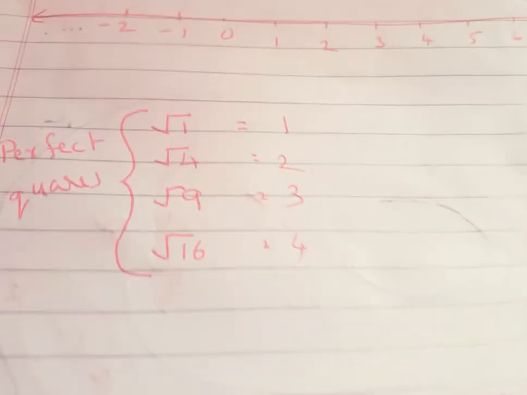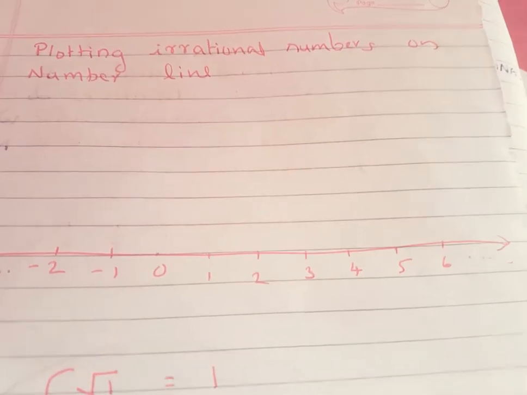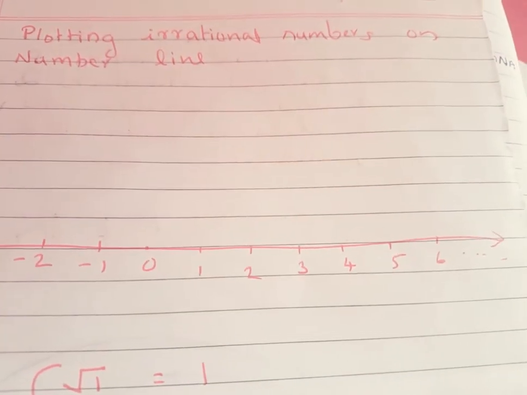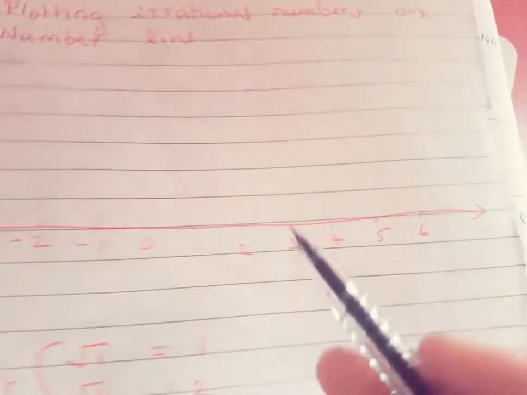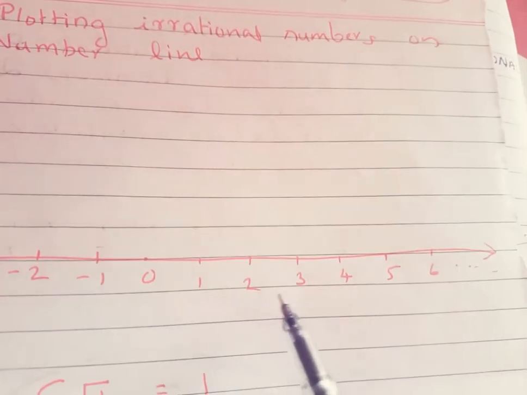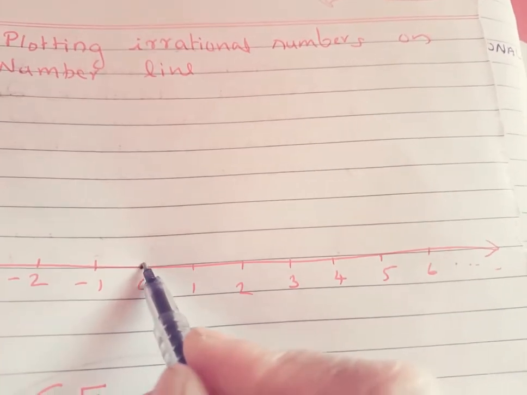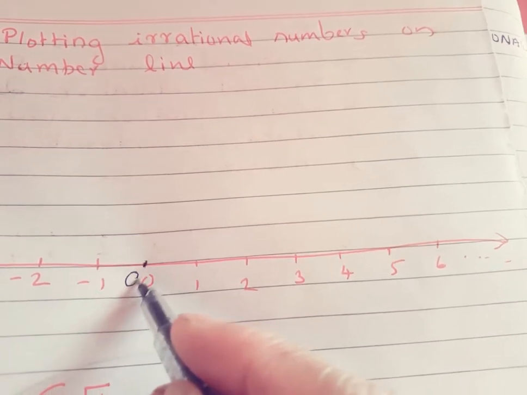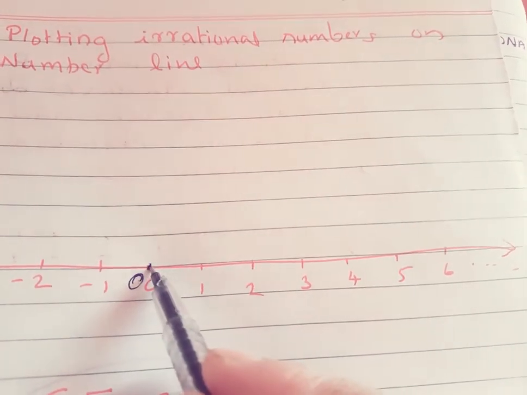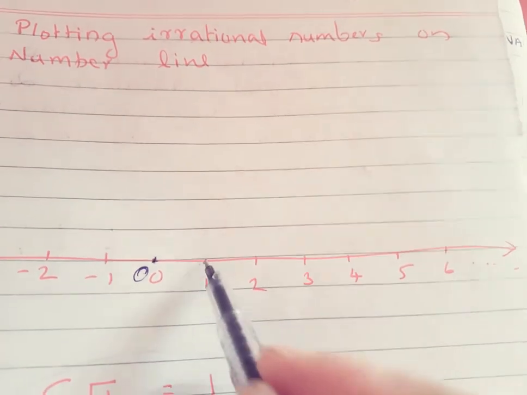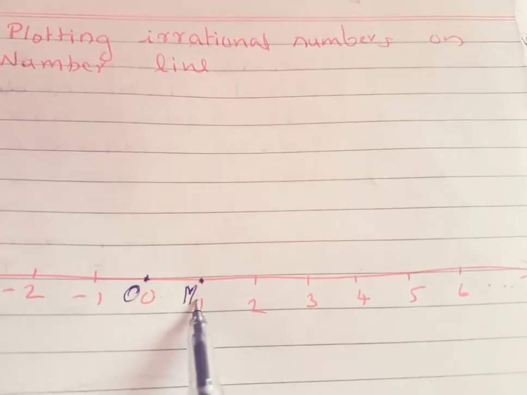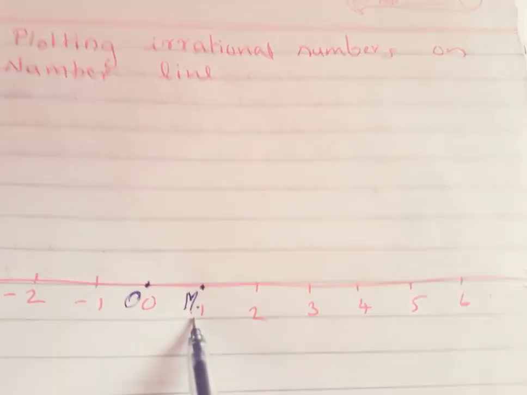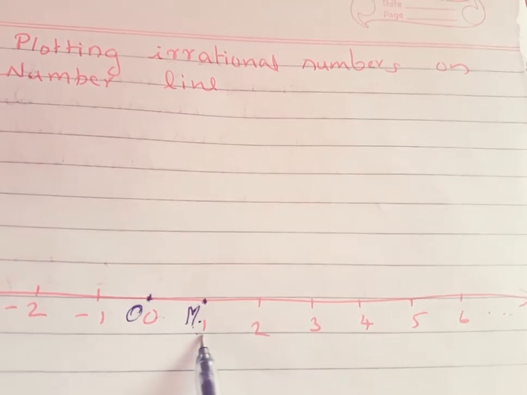So, what about root 2 and root 3? I'll tell you how to plot root 2 on the number line step by step. Take a pencil or pen, whatever. Then mark this 0 point as O and mark this 1 as M. Now what is OM? OM is 1, that is root 1. So we have to find root 2.